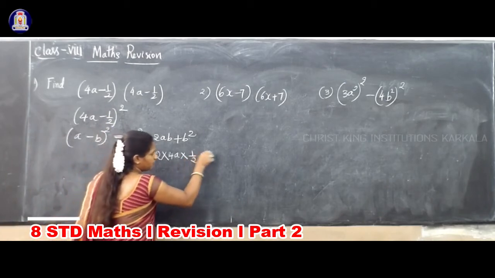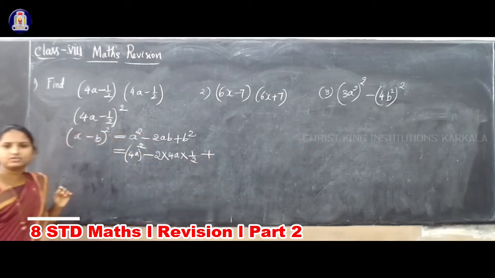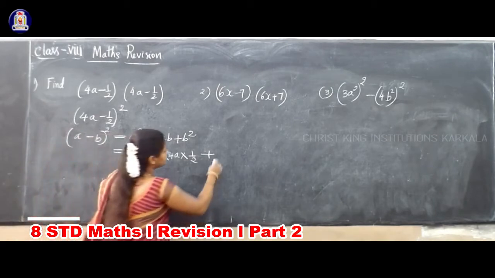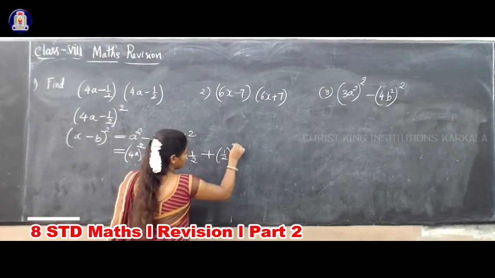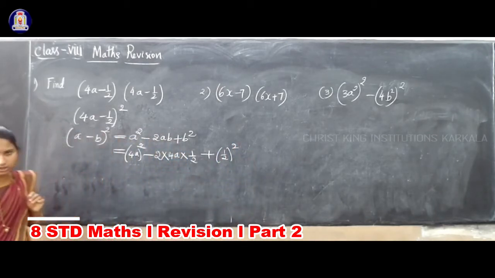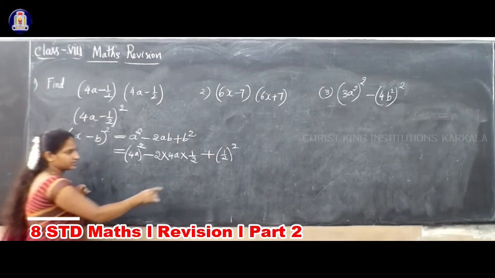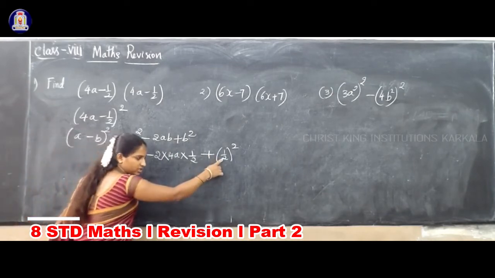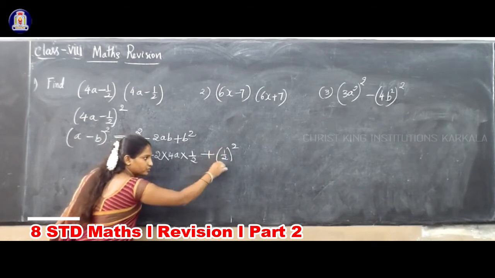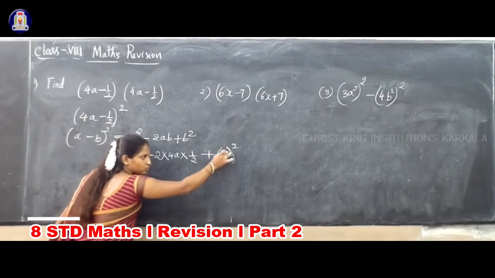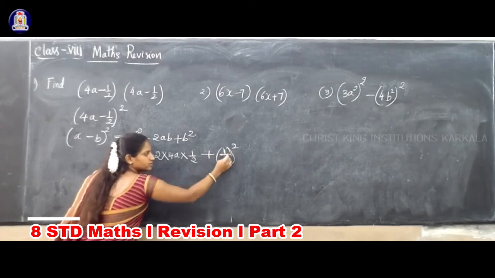Plus b square, b is 1 by 2, so b square means 1 by 2 the whole square. Clear? So now, this is in fraction form. 1 by 2 means a fraction. So what we have to do? We should write it inside the bracket, whole square, 1 by 2 the whole square.